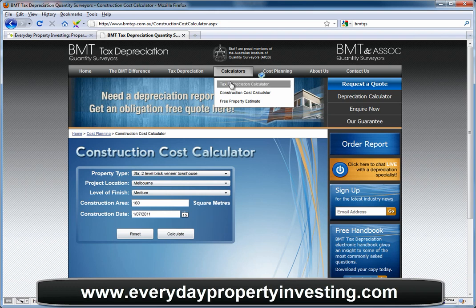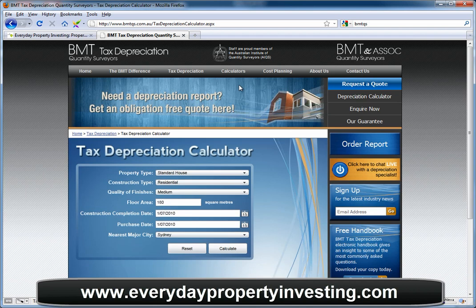The other calculator I wanted to show you is a tax depreciation calculator. When you're looking at purchasing a property, this is a really important consideration. You need to know the estimated tax depreciation in order to estimate the cash flow of the property, and this little tool can help you do that. Obviously, if you do purchase a property, you really do need to get a professional organisation such as BMT or another organisation to formulate a tax depreciation schedule for you. But as I said, great tool.